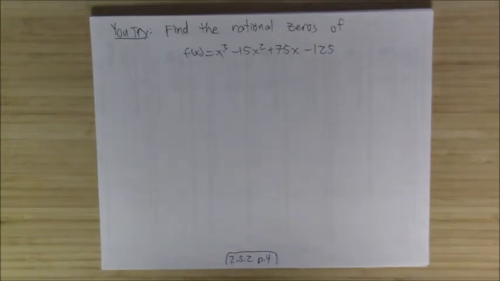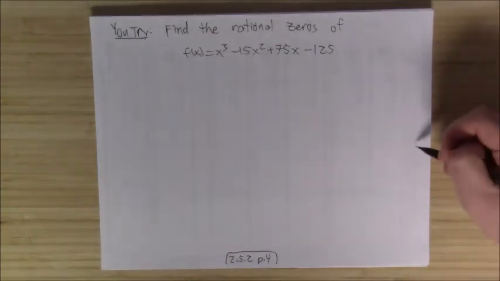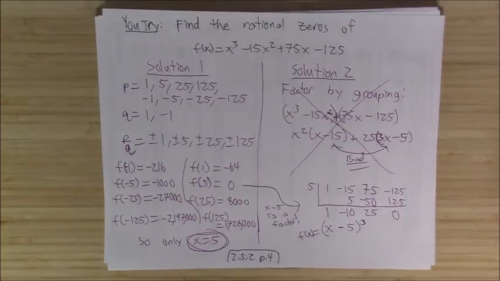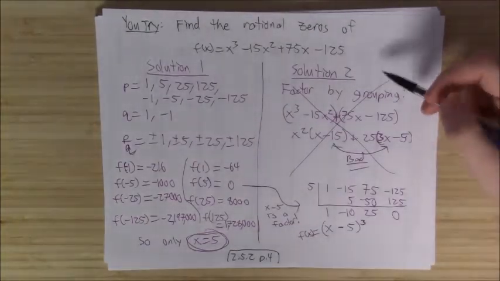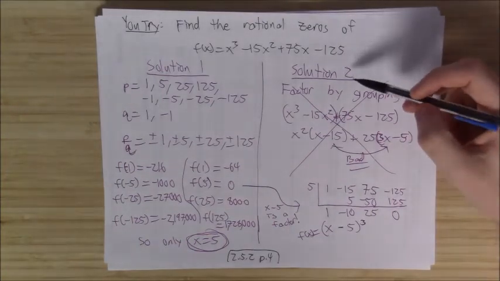So now it's time to have you try an example. Go ahead and find the rational zeros of x cubed minus 15x squared plus 75x minus 125. On the count of 3, I'll reveal the solution. 1, 2, 3.